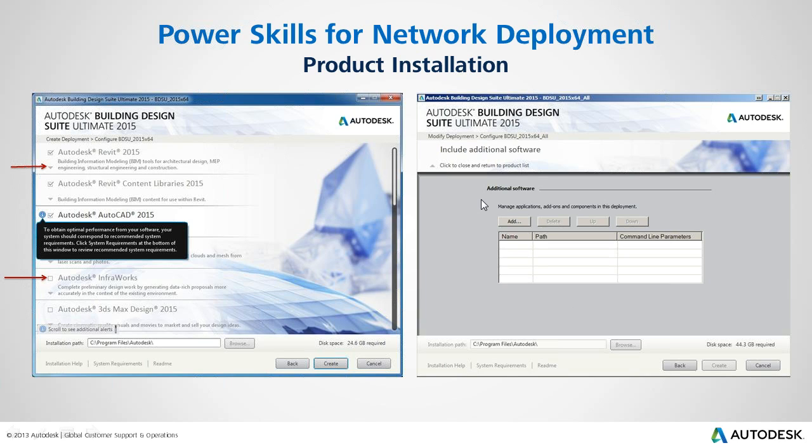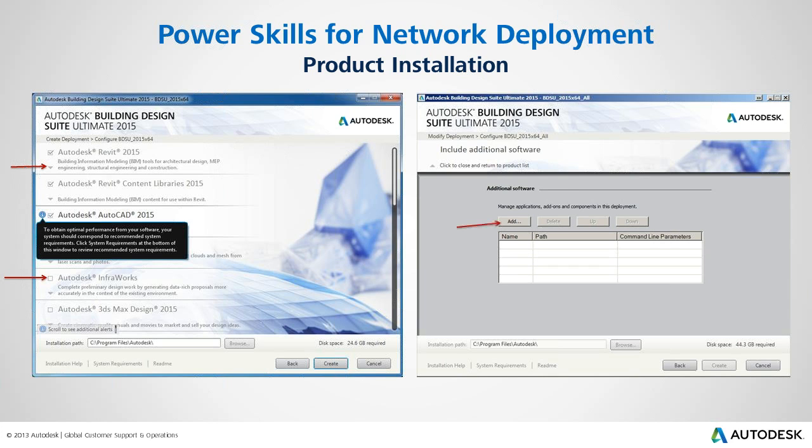For example, recently we just discovered that Map 3D in 2015 doesn't pick up Service Pack 1 during deployment creation, and it seems like there's no option to include it in the deployment. But with the include additional software option when you're creating the deployment, you can click add, download the Service Pack, and append and include it with your deployment. And at the end, the system is going to install it for you.